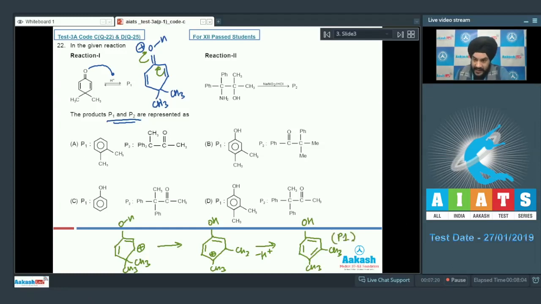Now the second reaction is an example of semi-pinacol rearrangement. So in this reaction, NaNO2/HCl will convert this amine into N2+ and it will just leave, leading to the formation of a carbocation. So we're going to have the formation of this structure.